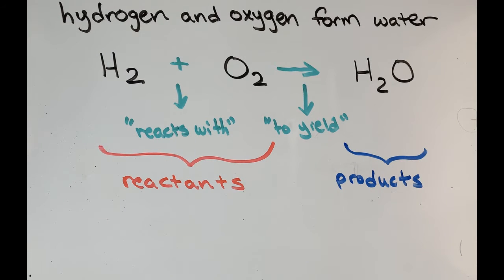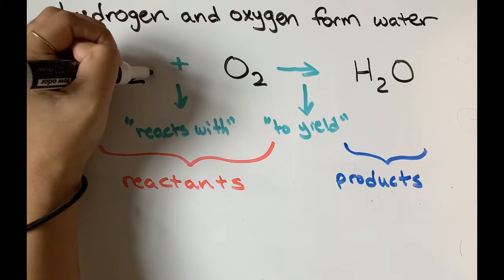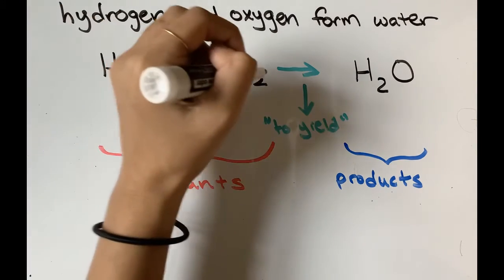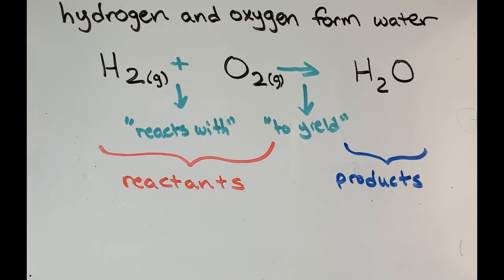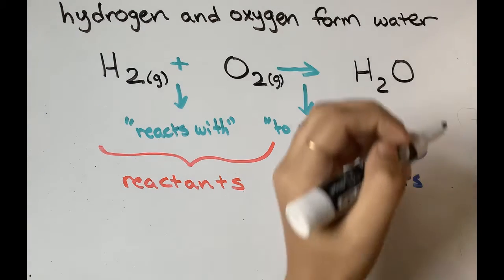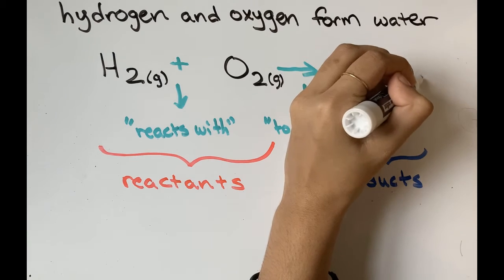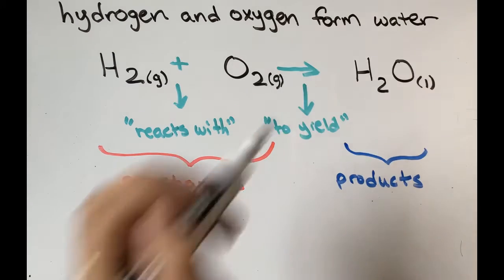Sometimes chemists also indicate the states of the reactants and products. In this case, H2 and O2 are gas, so we write a little G in the subscript. And H2O is liquid, so we write a little L in the corner.